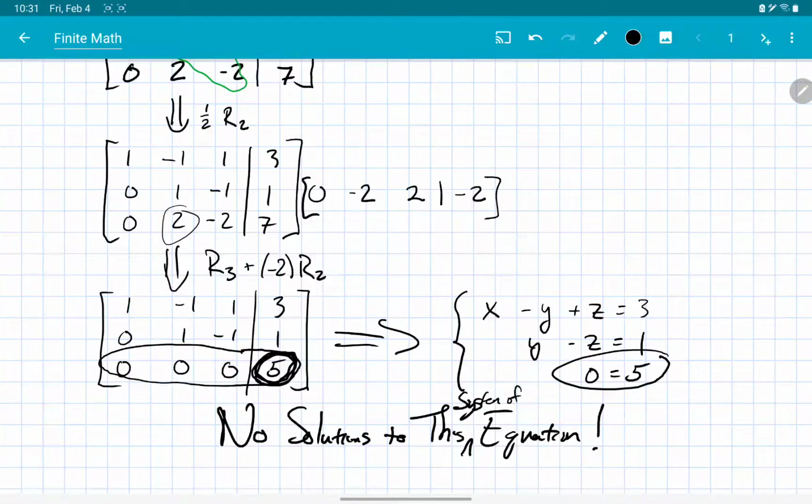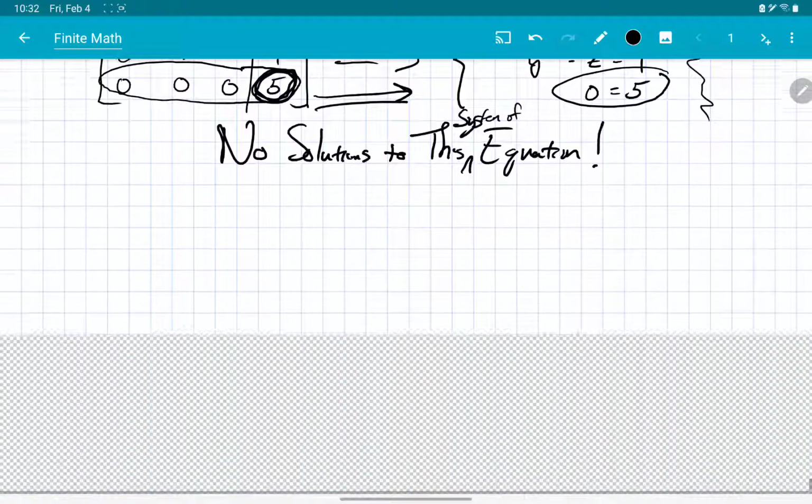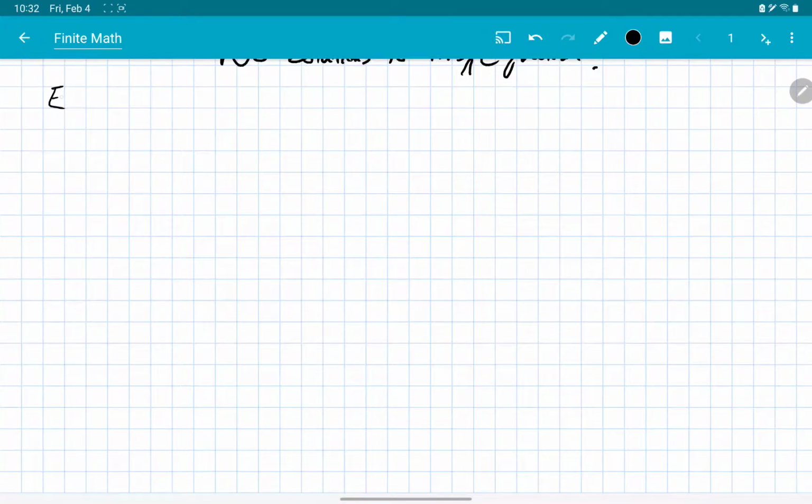Questions? Okay, so that's one thing that can go wrong and prevent us from getting the ones on the diagonal that we desire: one of the rows turns to all zeros, but the augmented part doesn't have a 0 there, and then when we reinterpret that as a system of equations, like we did here, we get something which is patently false. 0 is not equal to 5. So then we know the system has no solutions. Now let's do another example, in which we get a different situation.